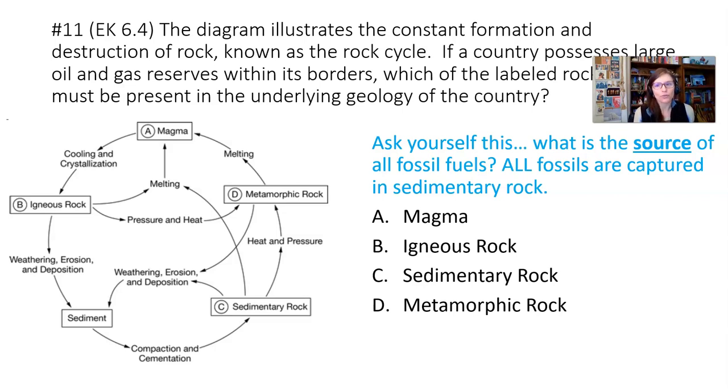You can get coal from a pretty slow process of just sedimentation. You don't need a ton of metamorphosis to get that. So we're by far looking at sedimentary rock to get the acquisition of fossil fuels. So that's a wrap.